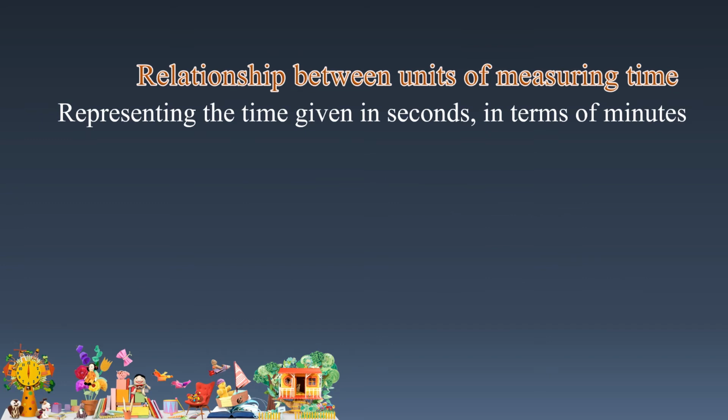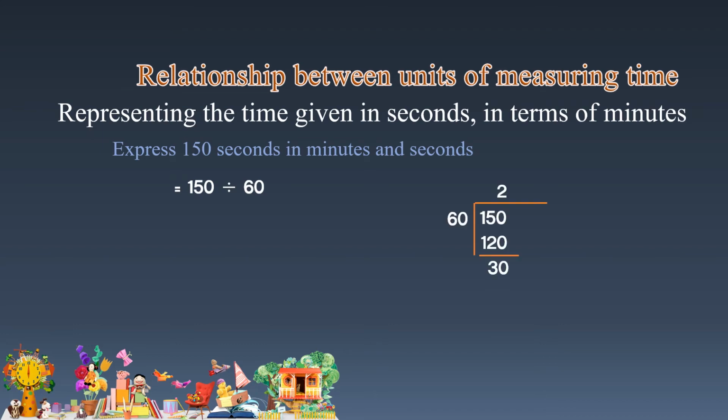We'll go for another example. Express 150 seconds in minutes and seconds. So what should we do? We have to divide 150 by 60, isn't it so? So I'm going to use the long division method. 150 divided by 60, we have got two 60s inside 150. So 2 times 60 is 120, 30 remains. So I can say 150 seconds can be expressed in minutes and seconds as 2 minutes 30 seconds.